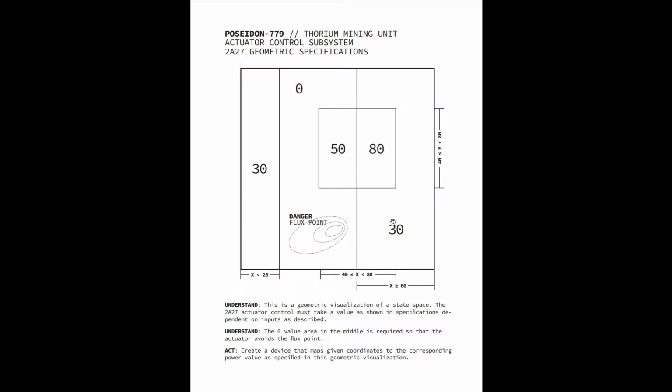Also interesting to note, this says 80, so anywhere X is greater than or equal to 80, or less than 20, we always have 30 power output. We might be able to take advantage of that to simplify some of this logic. The logic for this chart looks fairly straightforward.